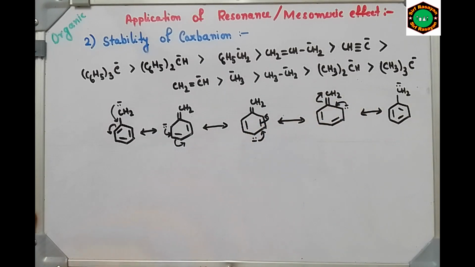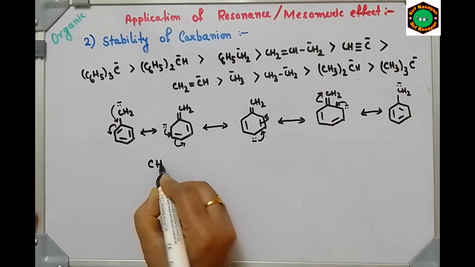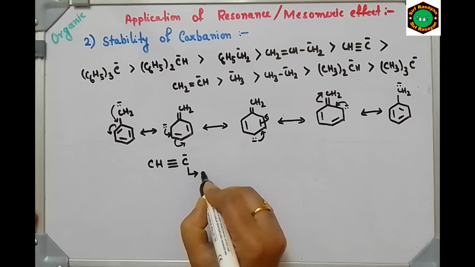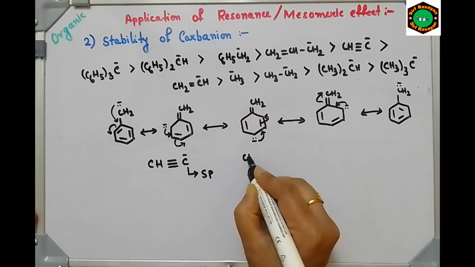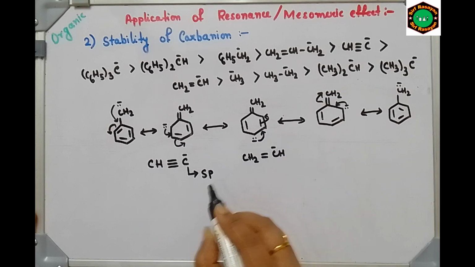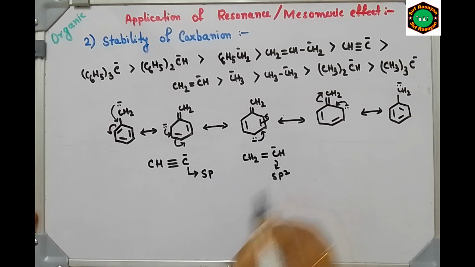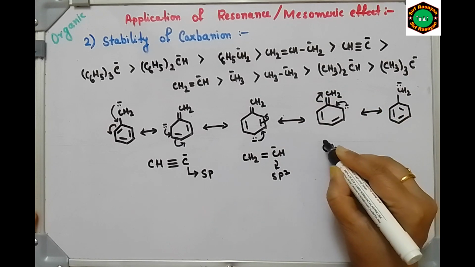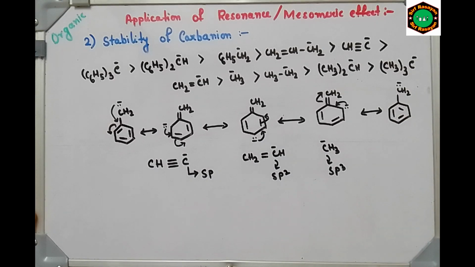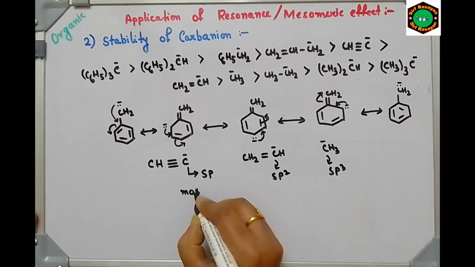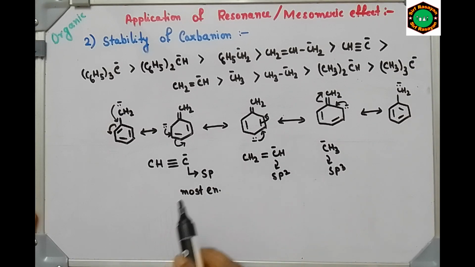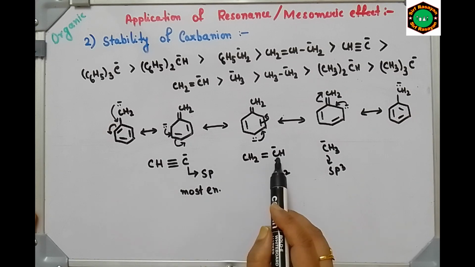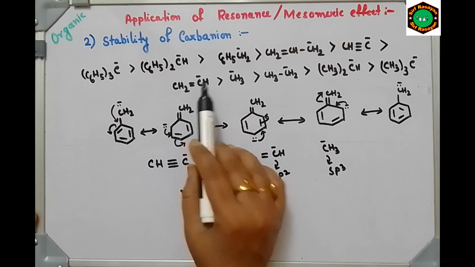Now what about this and this carbanion? Here see, CH triple bond C minus. This carbon is sp hybridized. And here CH2 double bond CH minus. This carbon is sp2 hybridized, and in methyl carbanion the hybridization of carbon is sp3. So percentage s character is increasing here. When percentage s character is increased, electronegativity of the atom is also increased. So this carbon is most electronegative. Then this one, then this one. So negative charge is there on the most electronegative atom. So this is more stable than this one, and this is more stable than this one.